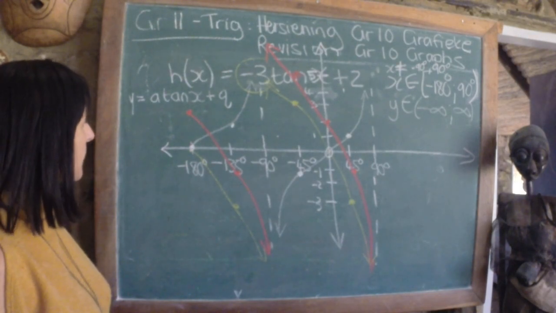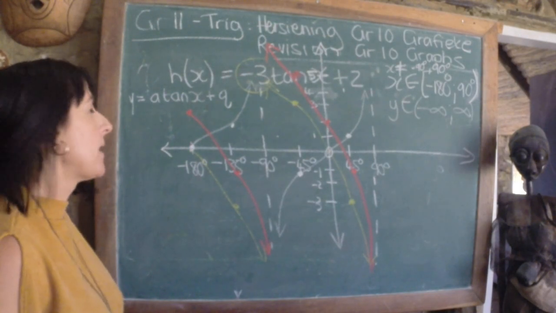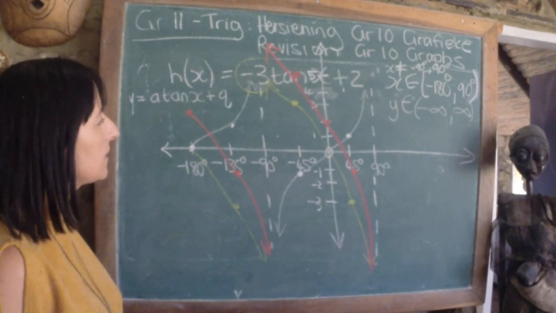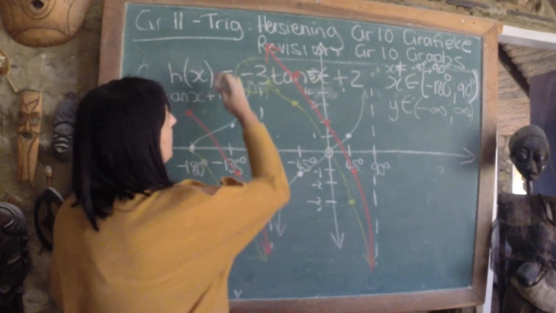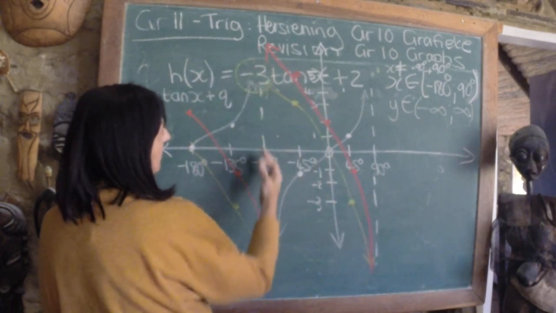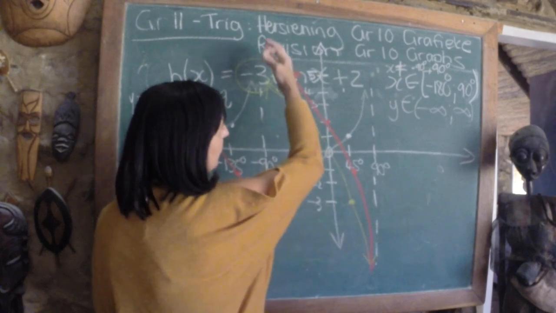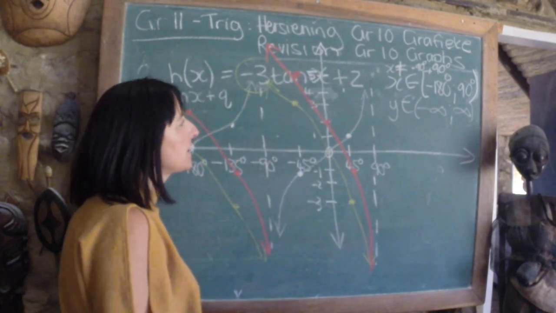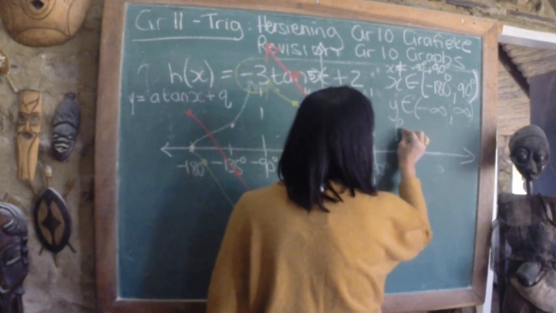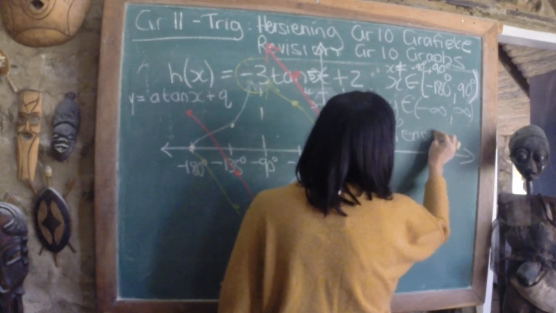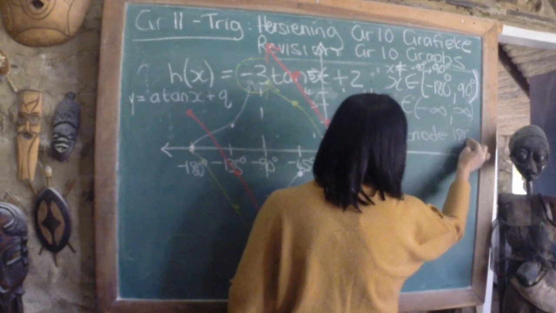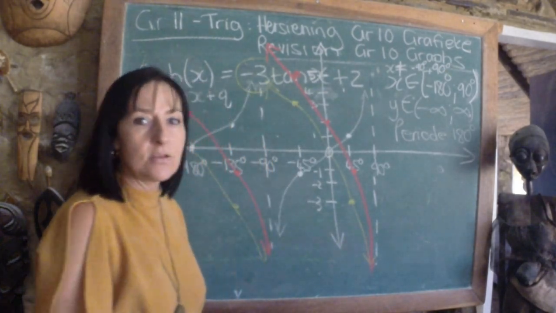Okay, then if you look at the amplitude, there's no amplitude. And our period stays 180 degrees, because from minus 90 to 90, the tan function completes a cycle, so our period is 180 degrees. And that's a tangent function.